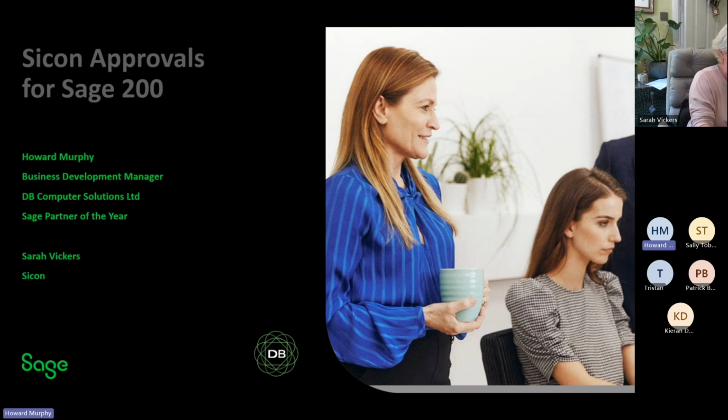Sarah Vickers from Sicon, who joins us this afternoon, will be running through the features available within the Sicon approval modules. For those who don't know, Sicon Approvals is a locally installed web-based application designed specifically for real-time integration with Sage 200. It's providing data entry and approval processing for business documents, including requisitions, invoices, expenses, timesheets, holidays, sales orders, and some HR also.